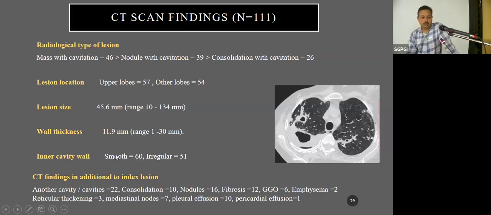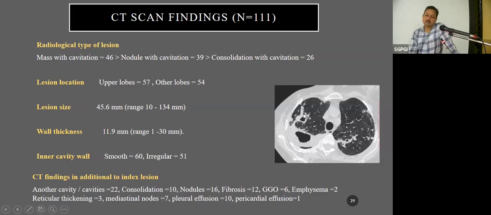And we had 60 patients with a smooth inner cavity wall and irregular wall in 51 patients. In addition to the index lesion, many patients also had additional lesions, in the form of another cavity or multiple cavities. Some patients also had consolidation, or nodules in the lung, fibrotic areas, ground glass, emphysema, reticular thickening. Some had mediastinal or hilar nodes. 10 patients had pleural effusion. 1 had pericardial effusion. So these were associated findings.